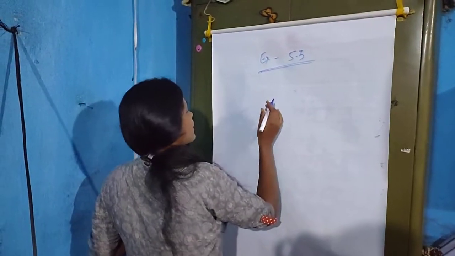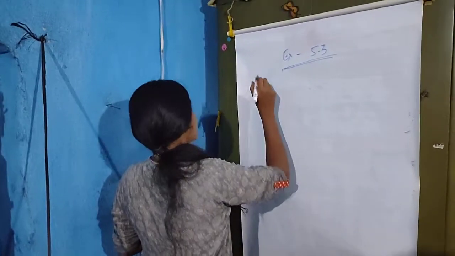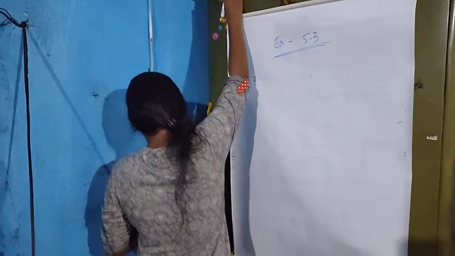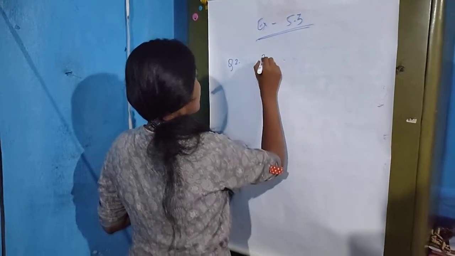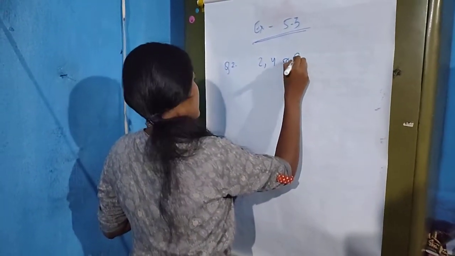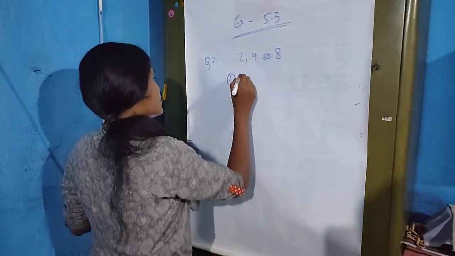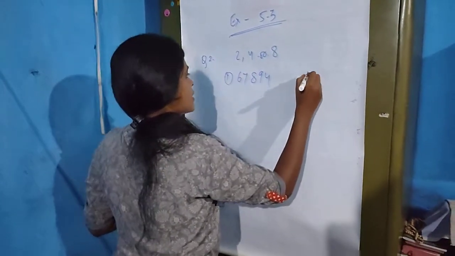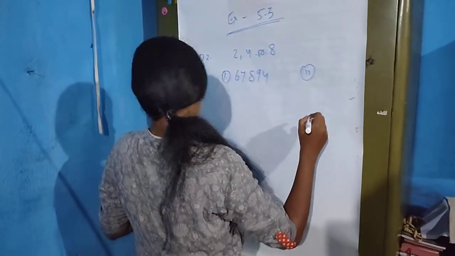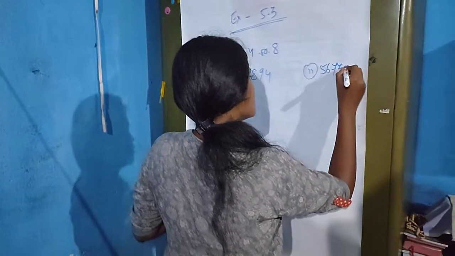Now let's solve a question from exercise 5.3, question number 2. The question is, which of the following numbers are divisible by 2, 4 or 8? You have to find out which of the numbers is divisible by 2, 4 or 8. So the first number is 67894, and the second one I will also solve: 5673244.